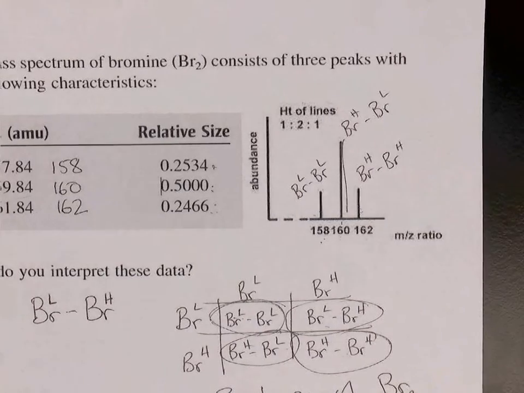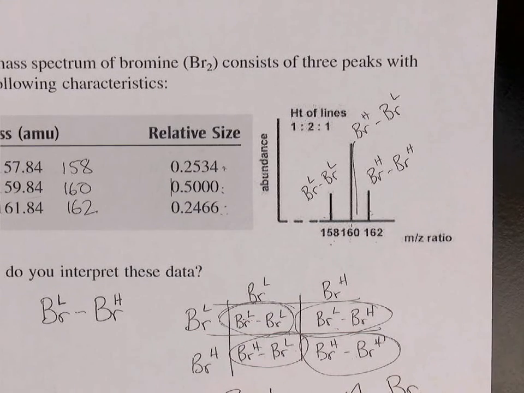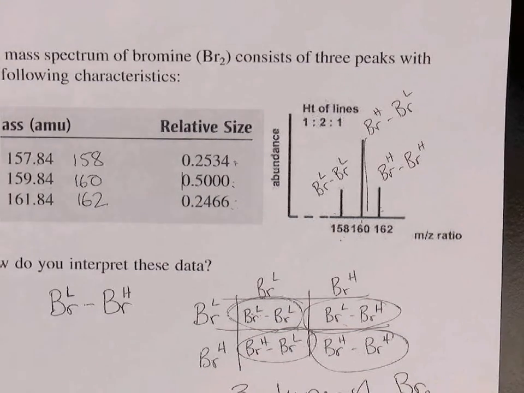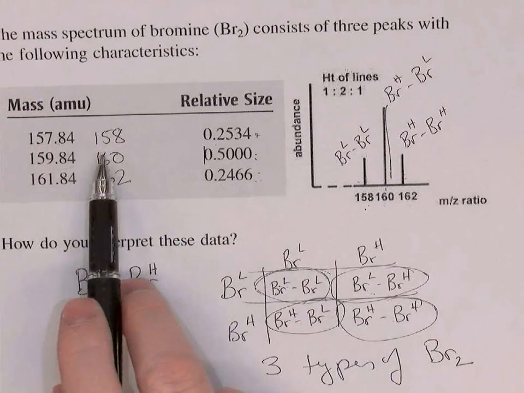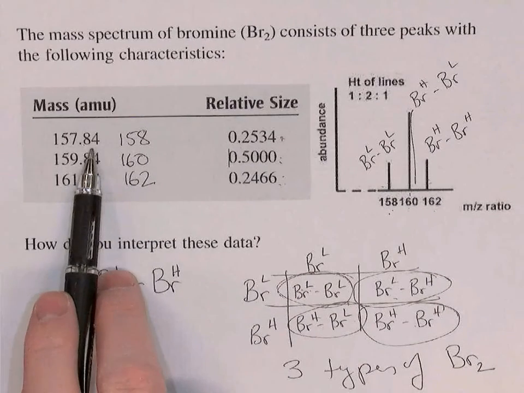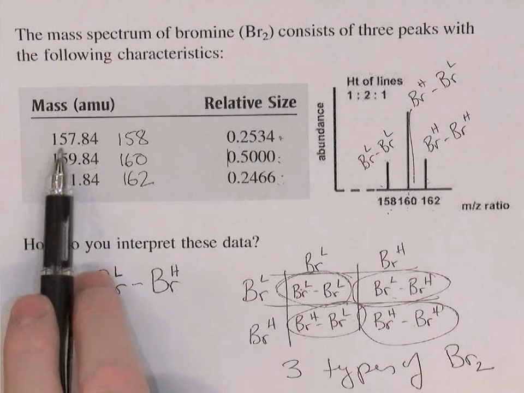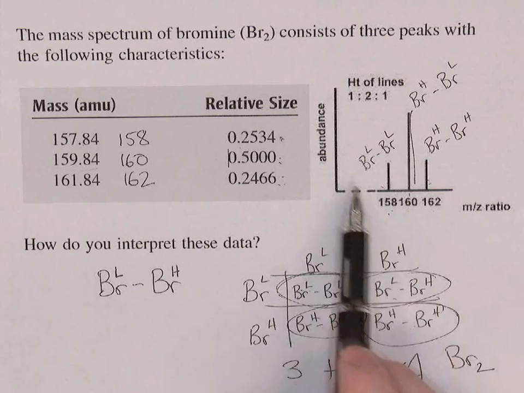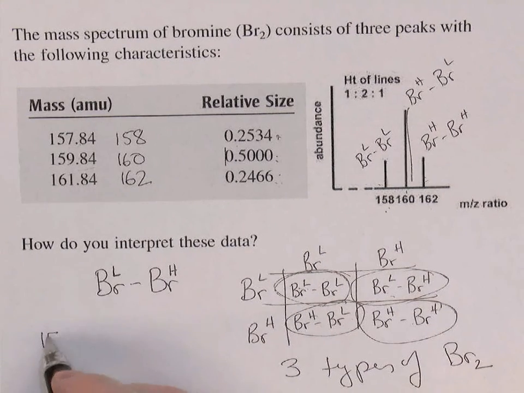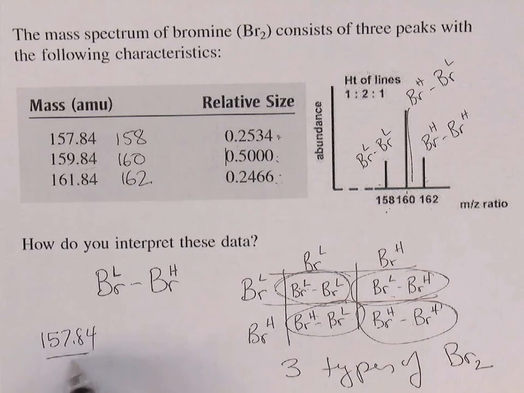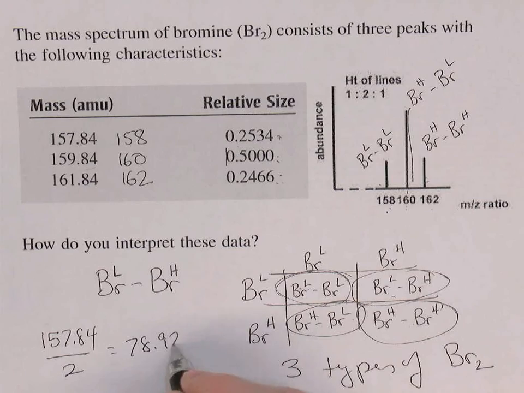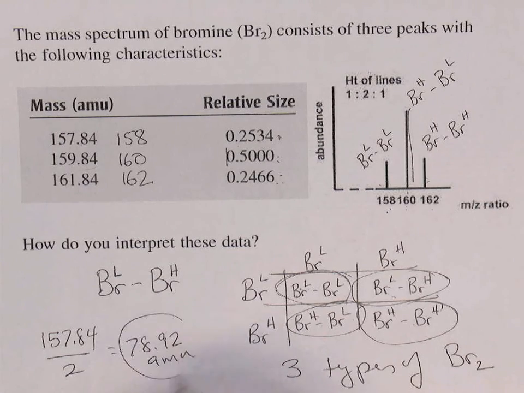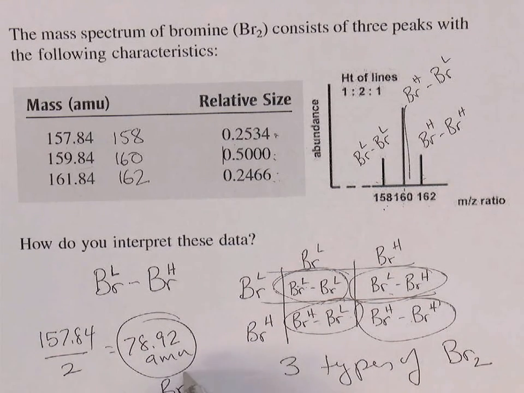Can we actually tell now what the masses were of the 2 isotopes? Well, we've got the mass of each bromine molecule, and we know that 157.84 was the mass of Br2 involving 2 light particles. So if we take 157.84 and divide by 2, we get 78.92 AMUs. That's the mass of the bromine light particle.